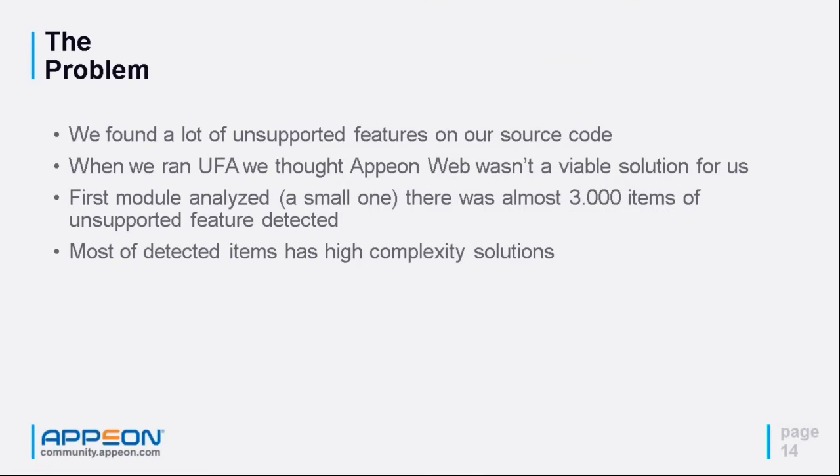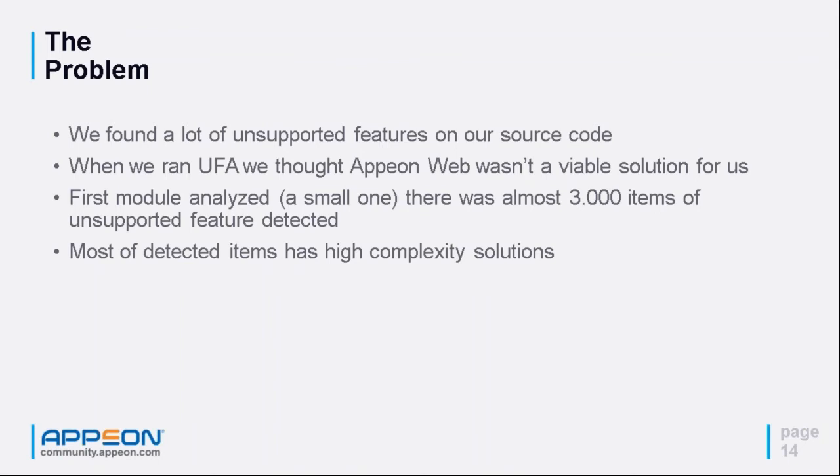We found a lot of unsupported features in our source code. When we ran UFA, we thought Appeon Web was not a viable solution because there were so many unsupported features. The first time, I said, oh my God, this is not a good solution. We had found the solution to the problem, and now we had to give up on it, because of all the unsupported features. The first module we analyzed, a small one that was just a proof of concept, had almost 3,000 unsupported features detected. That's a lot.